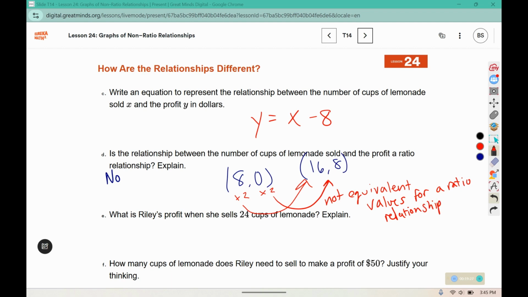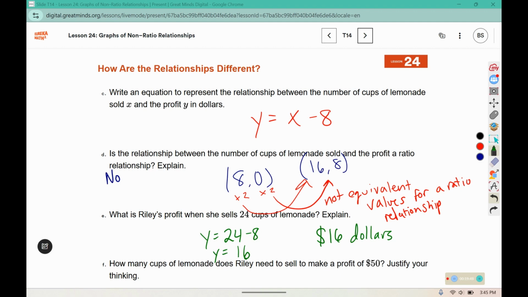What is Riley's profit when she sells 24 cups of lemonade? Well, if we plugged 24 into our equation, 24 minus 8 would be 16, so she earns $16.